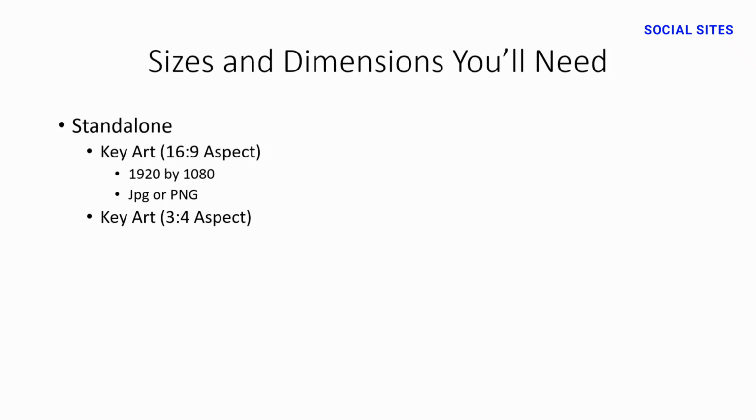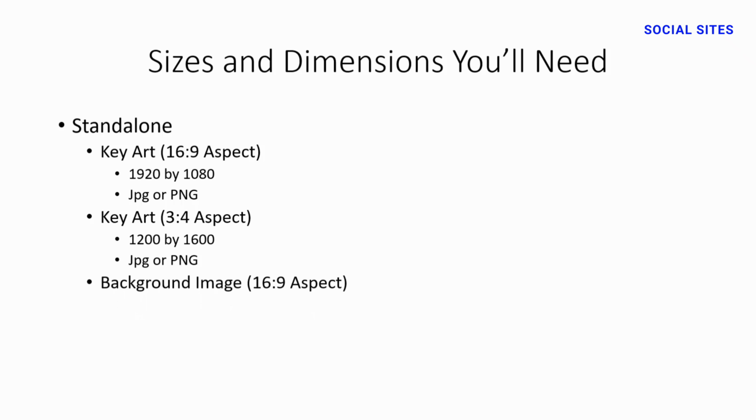Now you'll also have another key art piece. This time though, it'll be 3:4 aspect ratio, so not 4:3. That means then that the art will be 1200 by 1600. And again, you want to pay attention to that. It's a little different than the other size. That'll also need to be JPEG or PNG.